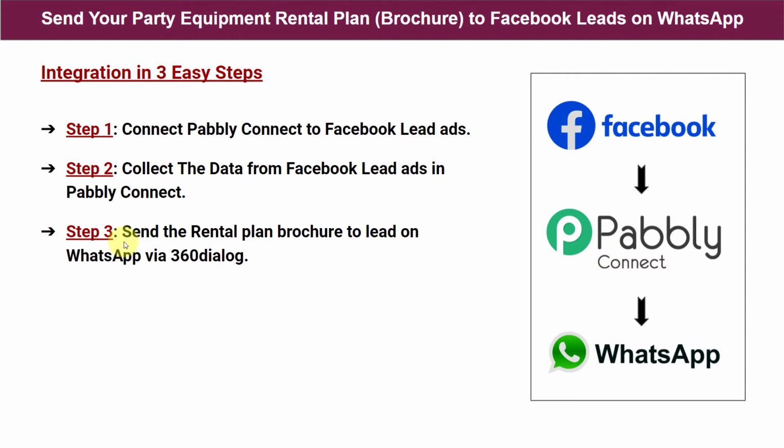And step 3 is send the rental plan brochure to the lead on WhatsApp via 360 dialog. So finally, we are going to send the rental plan brochure to the person whose data we have captured here in Pabbly Connect on his or her WhatsApp account. And to do this, we are going to use another application which is called 360 dialog. So I will tell you what 360 dialog is later on in this video. First of all, let's jump to our step 1 and open Pabbly Connect.